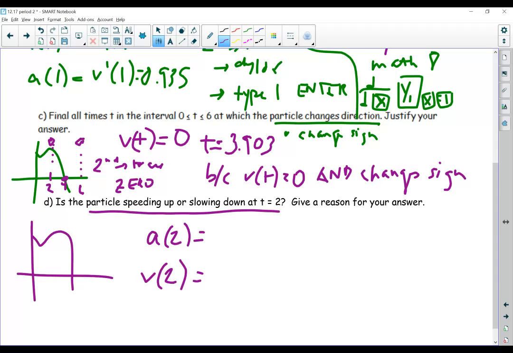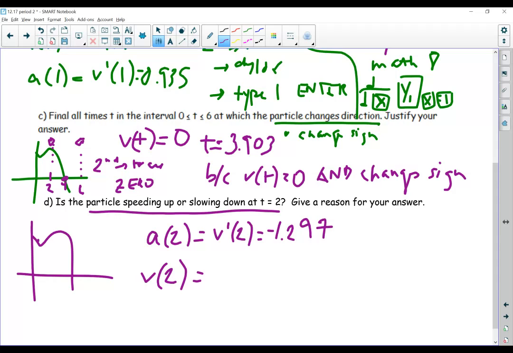Again, you're not doing any of this work algebraically. You're going to do all of this work in the calculator. Now to find a of 2, that's the slope. Remember, that's v prime of 2. If you're in the graph, go to second trace, second calculate, go down to number 6 where it says dy/dx, choose that menu, type 2, hit enter, and you should get negative 1.297. You could say 296 or 297.